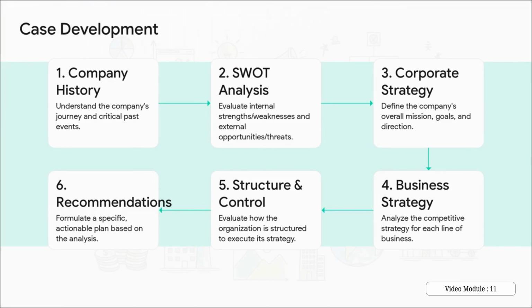This 8-step process, think of it as your roadmap. You start with the company's story, its history. Then you look inside at its strengths and weaknesses, and you look outside at the opportunities and threats. All of that feeds right into your SWOT analysis. And from there, it's a logical path to understanding their strategy and finally making your own smart recommendations.